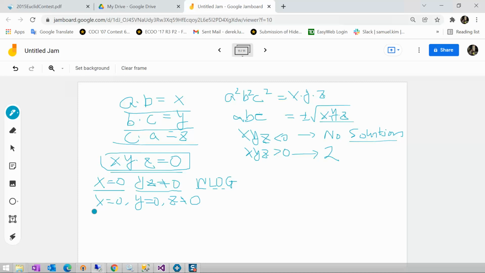In this case, because z is not 0, C and A cannot be 0. That leaves B, which should be 0. So this concludes that it is possible. B will be equal to 0, right? B equal to 0. That's possible.